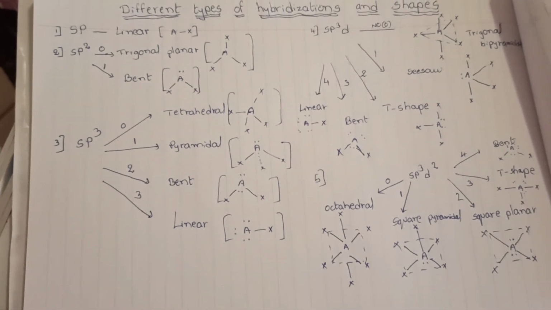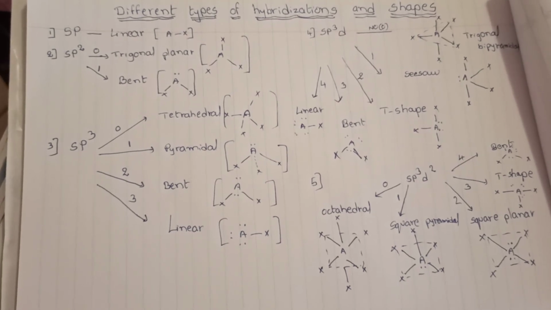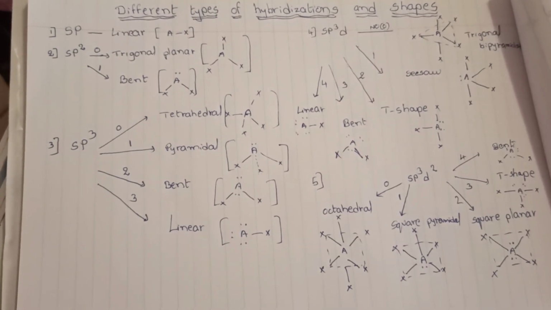So in this way you have to assign the shape of your molecule based on its hybridization as well as the number of lone pairs present on the central atom. Okay, hope you guys understood this topic.